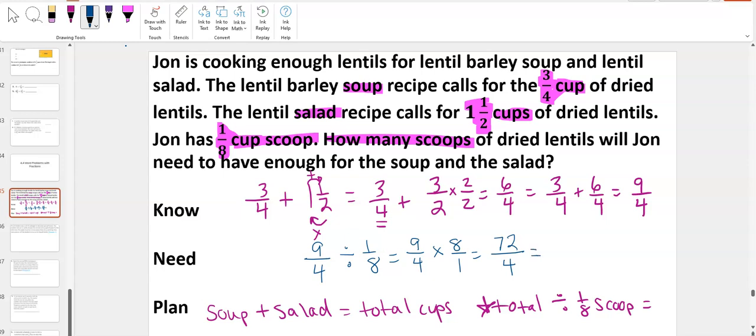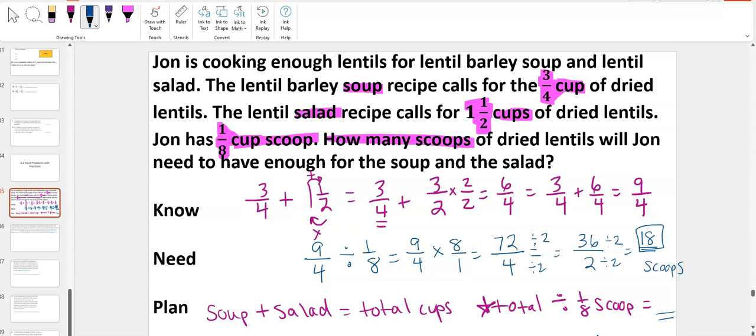Okay, now that I'm done, because this is going to be my final answer, I need to turn this into a simplified piece. So let's just divide by 2 first. I'm going to get 36 over 2. I can divide by 2 again and get 18 over 1. Oh, 18. Just 18 scoops. So it's going to be an even 18 scoops for us.